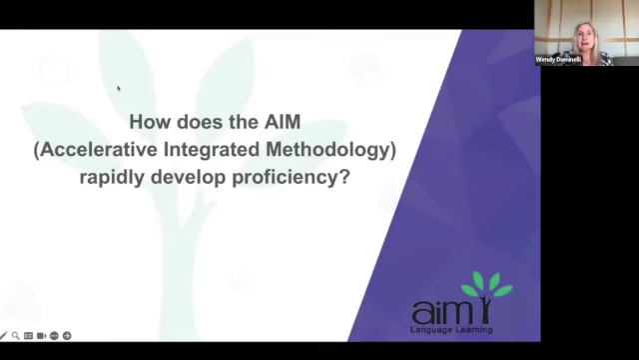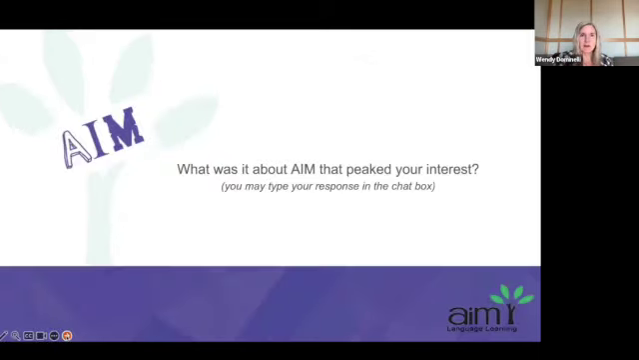It is integrated because, as my former experience as an immersion teacher taught me, teaching language through another subject area is very, very beneficial. So I use an arts and literacy-based approach to teach a language. And AIM is a methodology because it is indeed a system. It is not just one strategy or one technique. In fact, there are numerous techniques and strategies, each one on its own being effective, but together as a methodology or a system, it is extremely powerful.